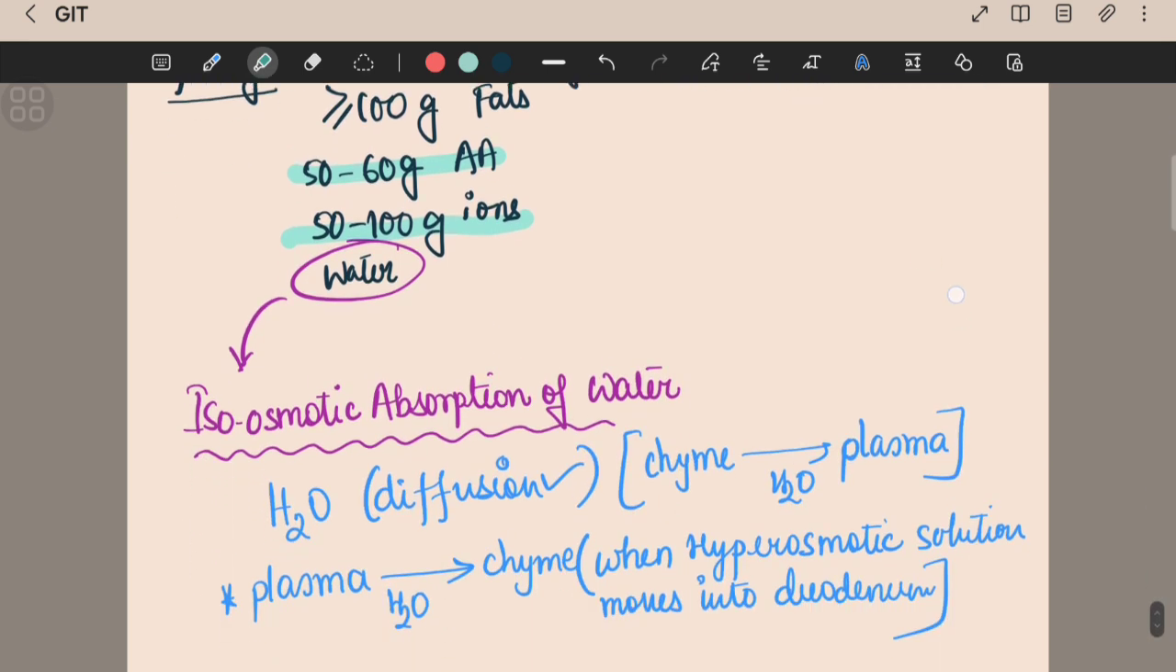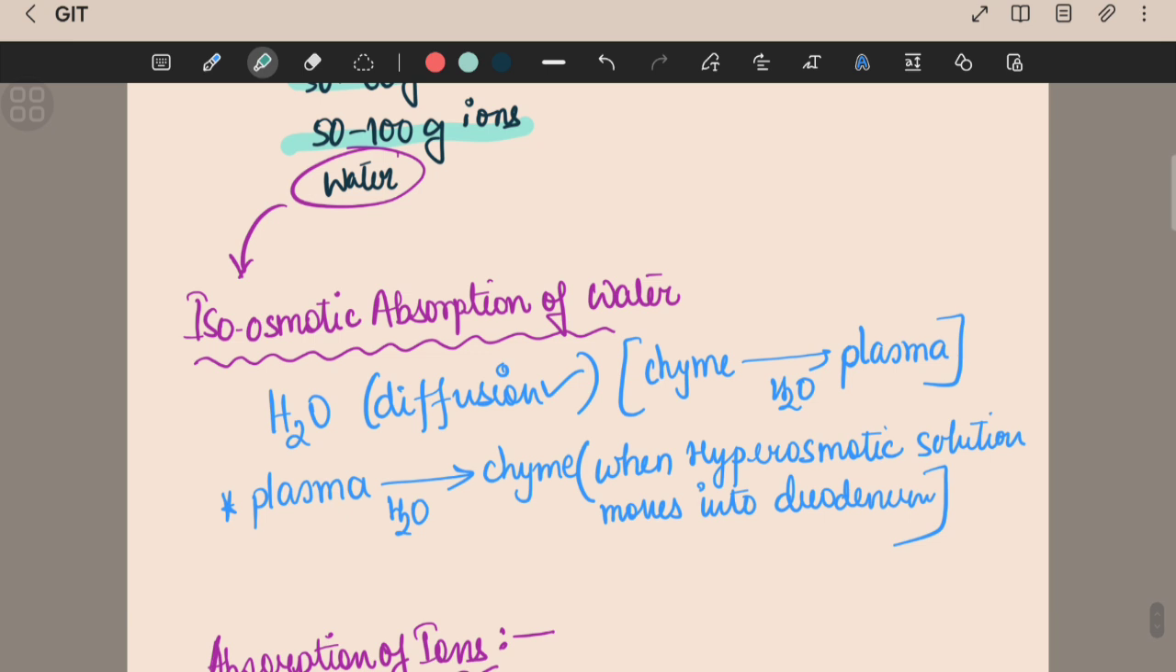What is this isoosmotic absorption of water? Now see, in the enterocytes, water is directly absorbed via the process of diffusion. At places there can be osmosis, so from the chyme water is absorbed into the plasma. But at times if there is passing of a hyperosmotic solution through the duodenum, that means this is a hyperosmotic or hyperosmolar state. So at that point of time, from the plasma, water will be drawn. So water can move either way depending on the osmotic gradient, that has to be maintained. So when required, water can move from the plasma to chyme or from the chyme to the plasma. Okay, so this will happen.